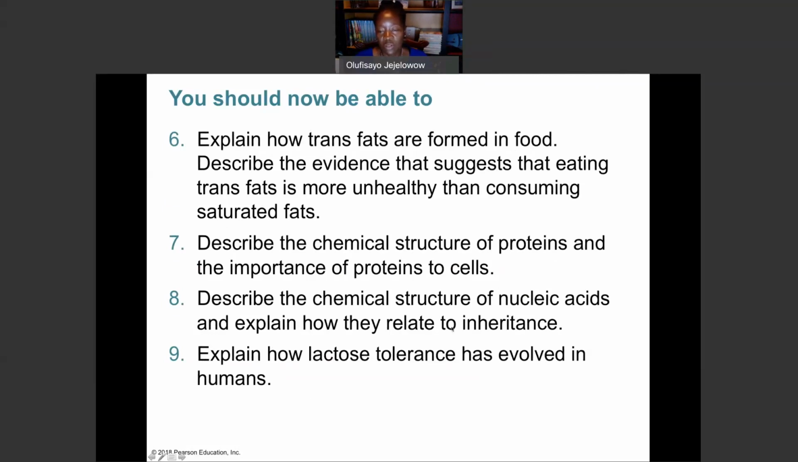Describe the chemical structure of nucleic acids. Explain how they relate to inheritance. Explain how lactose tolerance has evolved in humans.